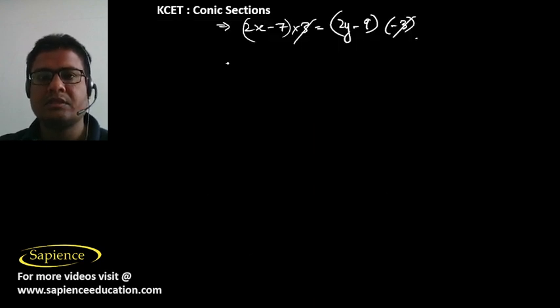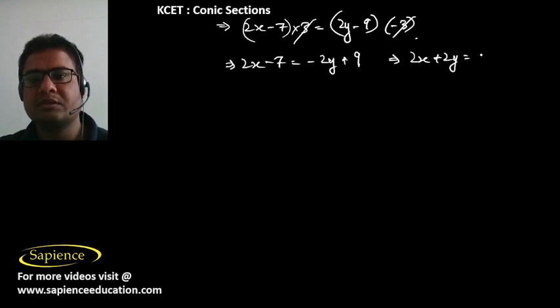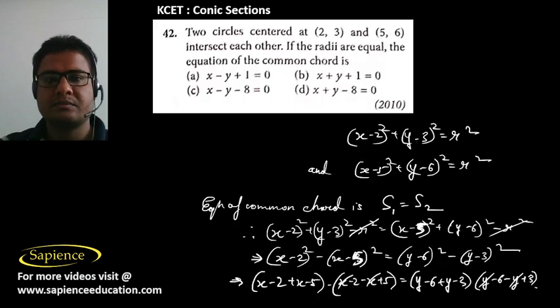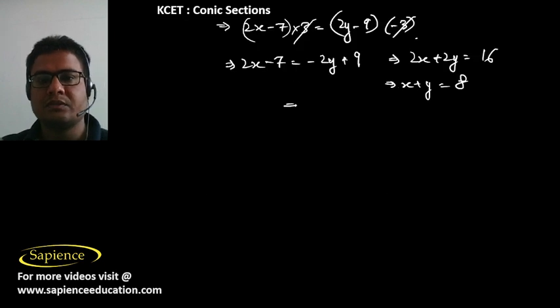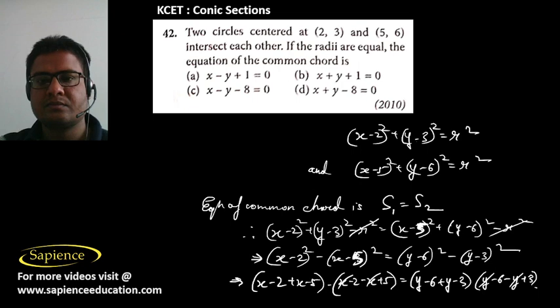3 and 3 will cancel. This will be 2x minus 7 equal to minus 2y plus 9. So then this will be 2x plus 2y equal to 9 plus 7, that is 16. So this will be x plus y equal to 8. Or we can say that x plus y minus 8 equal to 0. So option D is the correct answer.